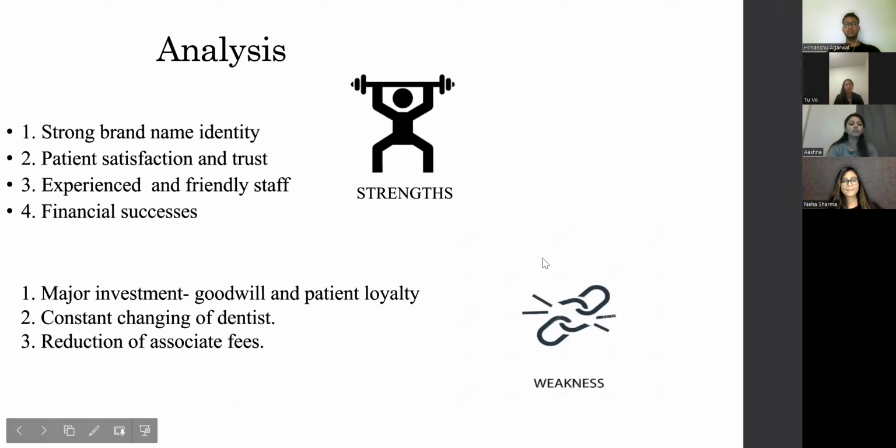Thank you. Starting with the SWOT analysis, that is strengths. As we know, the Chang Dental Clinic has a strong brand name identity because it has many patient flows and a high level of satisfaction from the patients. Talking about patient satisfaction and trust, it clearly says that patients were highly satisfied with the services provided by Dr. Chang, and they also trusted him very much.